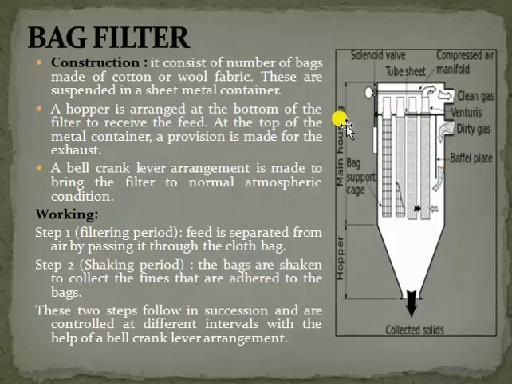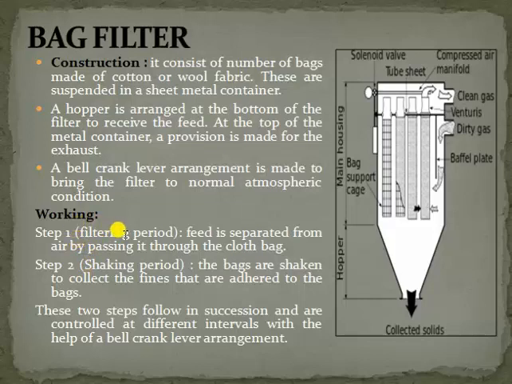Now why is this lever arranged? It will maintain your air velocity. If it is of high velocity, there may be a possibility of cutting the bags. So it is necessary to maintain the air velocity, and for that, the crank lever is arranged. Now how will it work?